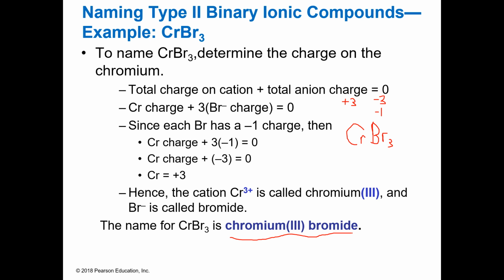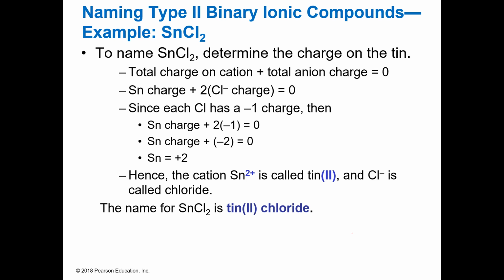Okay, let's look at another one. We have Sn, which is tin, and then chloride, so SnCl2. Tin is a transition metal, and so we're going to look at chloride. Chloride is just like bromine, it's in group 7, so we have a -1 charge, but we have 2 of them. So overall, on the nonmetal side, we have -2. There's only one tin, so it has to carry the whole 2 plus charge. So that gives me tin(II) chloride.